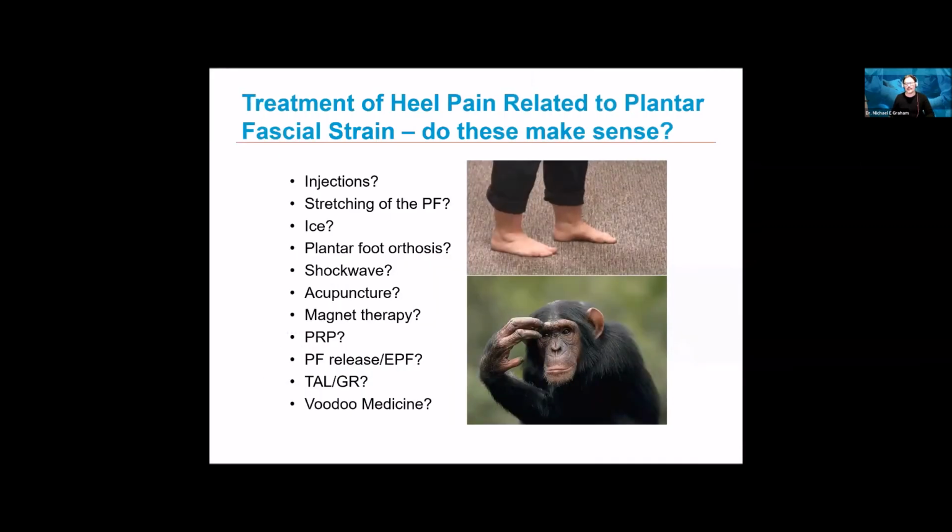So when we look at the standard of care for the treatment of plantar fascial disease with these injections and ice and orthotics, there's never been a single study that shows that an orthotic decreases the strain to the plantar fascia. Acupuncture, PRP injections, those are great about healing tissues, except if we still have the same strain acting on the tissue, how can that be effective? Shock waves the same way.